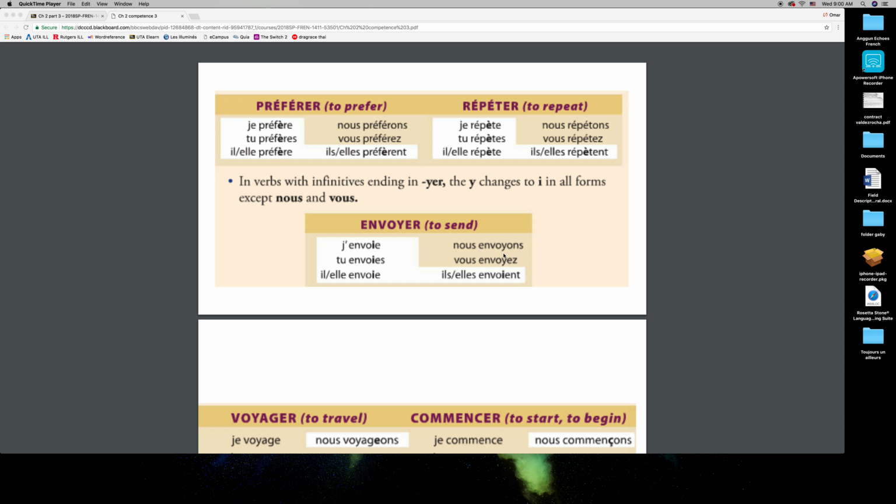In nous and vous, again, we still need the Y because you have that extra syllable with that extra vowel that we need to break up. So Y will stay in this one. Okay?